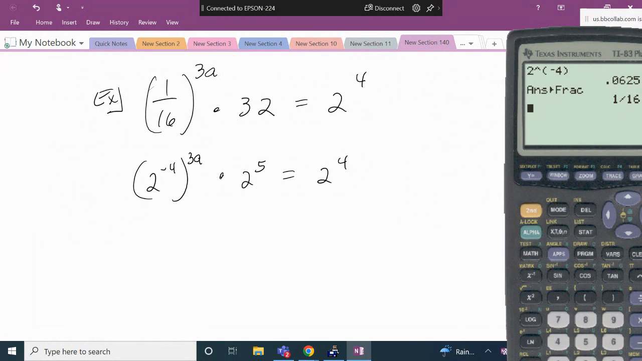All right, so if we look at that first factor on the left-hand side, we have 2 to the negative 4th, and we want to raise that to the 3a power, so I'm going to multiply. So that's 2 raised to the negative 12a times 2 to the 5th power is equal to 2 to the 4th power.